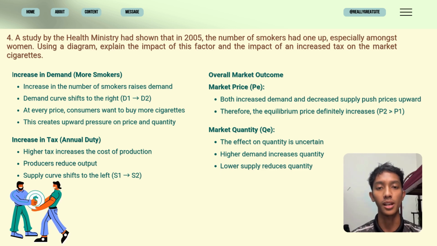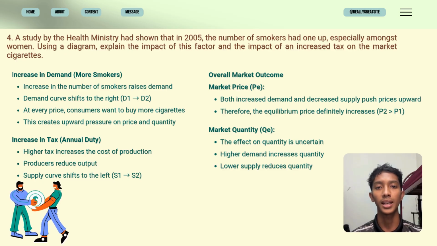Based on the study of the Ministry of Health, the increase in the number of smokers, especially among women, led to an increase in the demand for cartridges. This caused the demand curve to shift to the right from D1 to D2. At every price level, consumers are willing to buy more cartridges, creating upward pressure on both price and quantity.